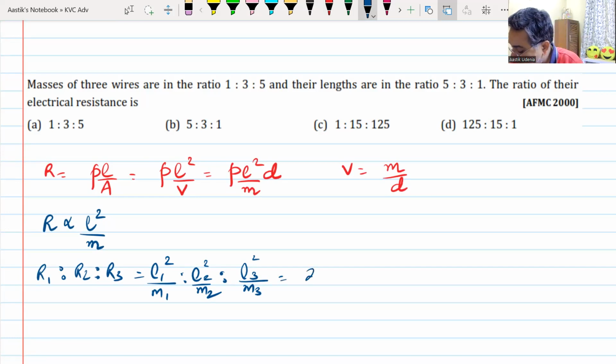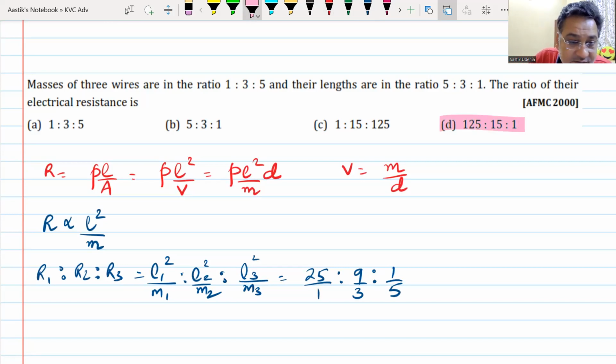The first one is 25 by 1. The second one is 9 by 3. The third one is 1 by 5. And the ratio is coming same as this one. Do we understand this? Yes, sir. Everyone understands this? Yes, sir.